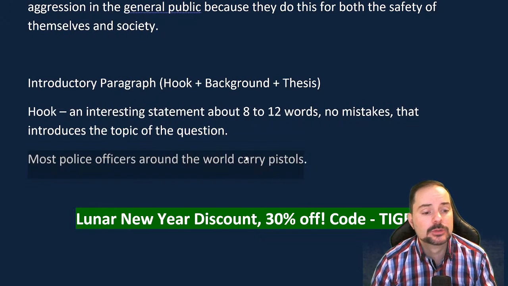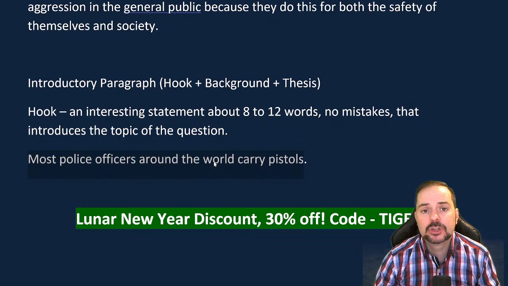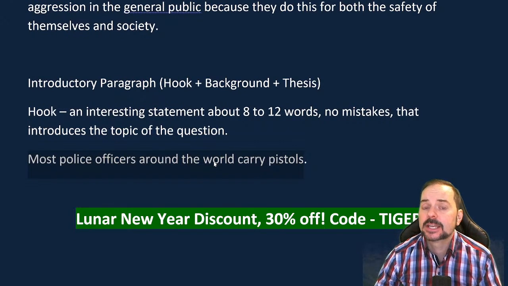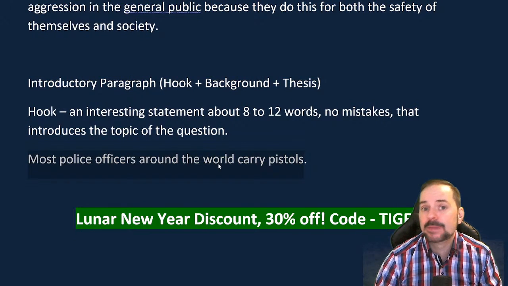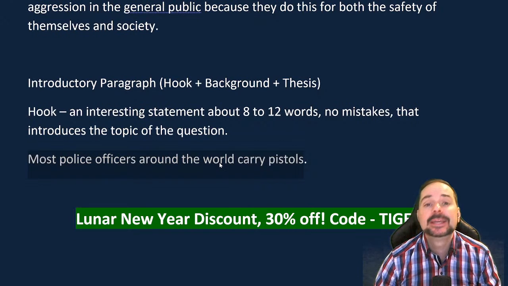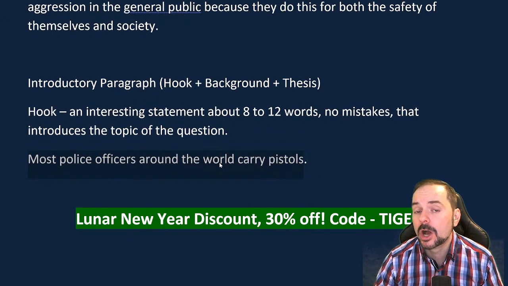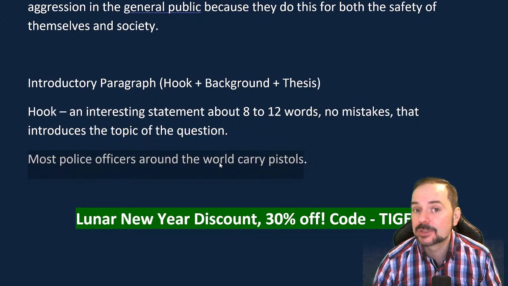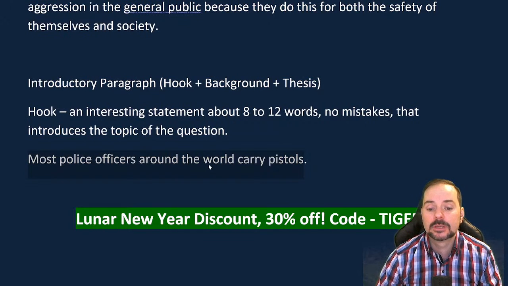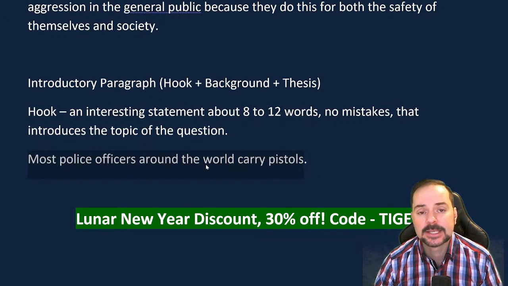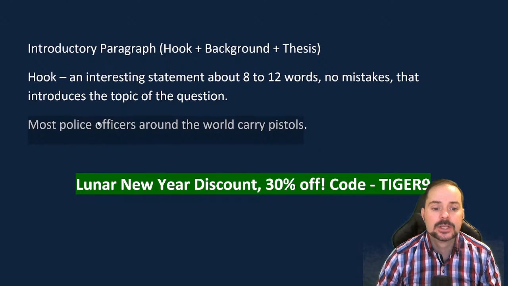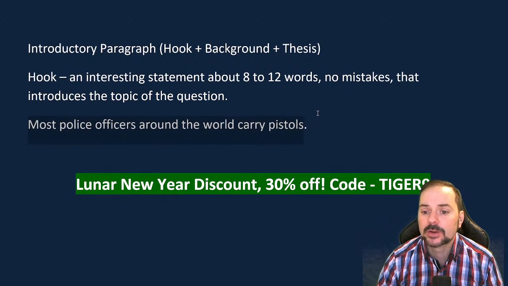So I have that absolute minimum. Is it good enough to introduce the topic? Absolutely. Does it capture my reader's attention? Absolutely. Is it necessary for a Band 8, Band 9 essay on the IELTS exam? Definitely. Is it a part of standard English literature and essay writing? Yes, absolutely. Your university professors will be looking for this. When an IELTS teacher says, oh, you don't need a hook for the IELTS Task 2, they're not talking about a Band 8, Band 9 essay. Okay, keep that in mind, all right? So police officers around the world carry pistols.